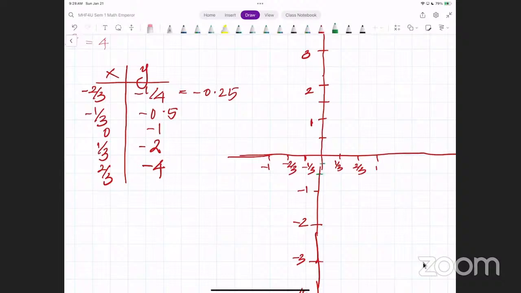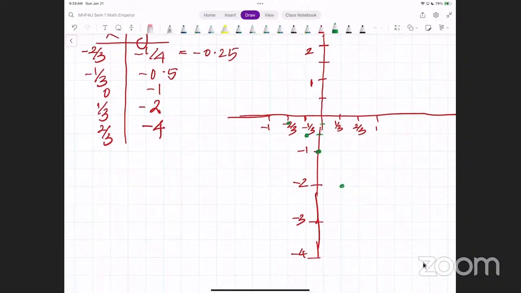So first point, minus 2/3, comma, minus 0.25 is going to come over here. The next one, minus 1/3, comma, 0.5, this is going to come over here. 0, comma, minus 1 is going to come over here. 1/3, comma, minus 2 is going to become over here. 2/3, comma, minus 4 is just going to become over here, isn't it? So how's my curve going to look like? The curve is going to look like that. See that? Yeah. All right, so that's basically my second graph.